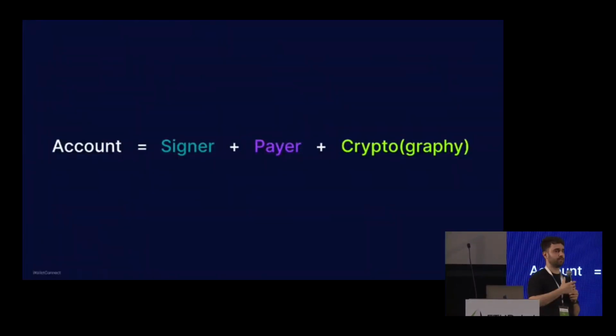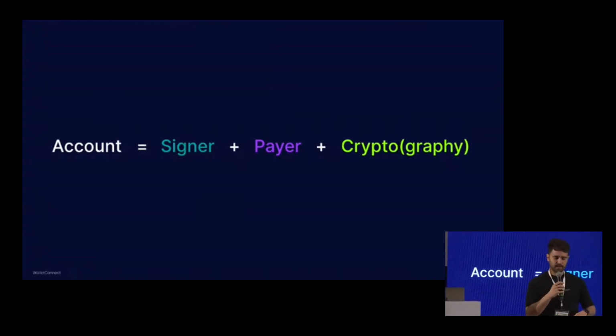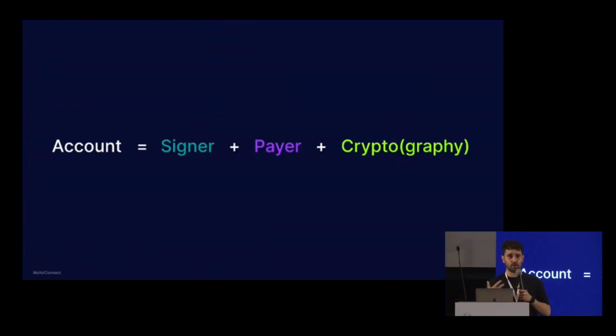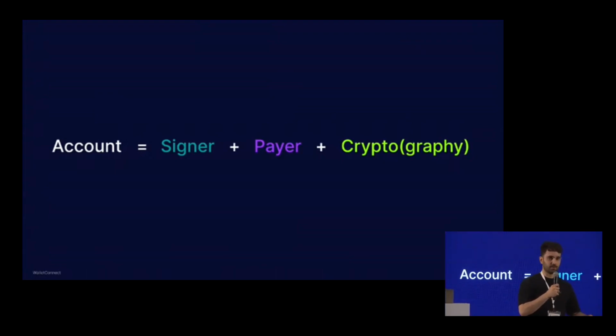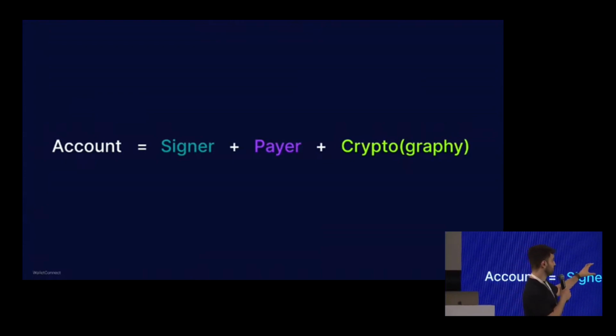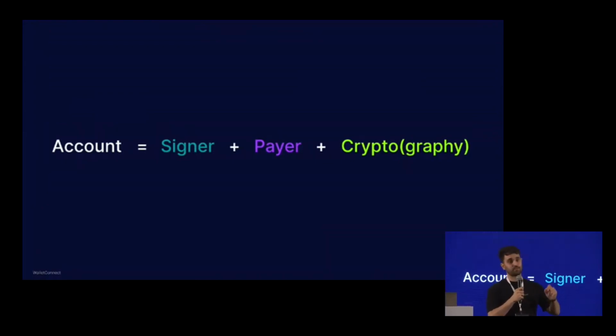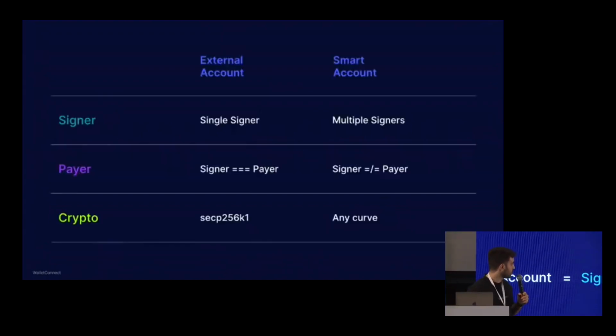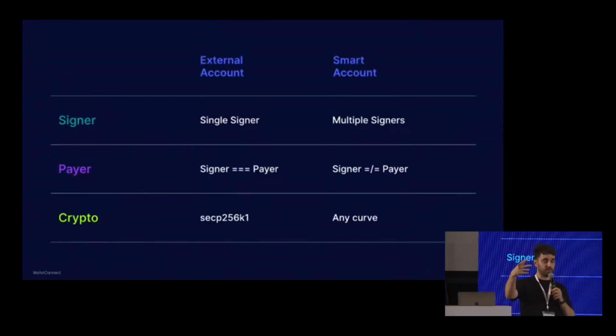So what is an account? We talked about external accounts and smart accounts, and just like we broke down wallets into 3 components, I want to also break down accounts into 3 components, which is signer, payer, and cryptography. And unfortunately, when you talk in a cryptocurrency conference, you always have to say cryptography. I'm not referring to crypto as cryptocurrency, but actual, I don't know, traditional cryptography. So an external account has a single signer, which is the public private key that we talked about. That public key is the only signer for the external account.